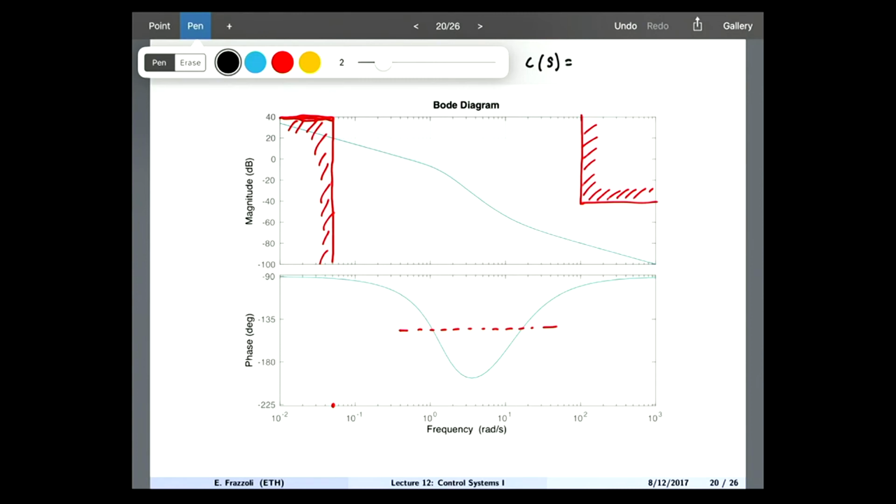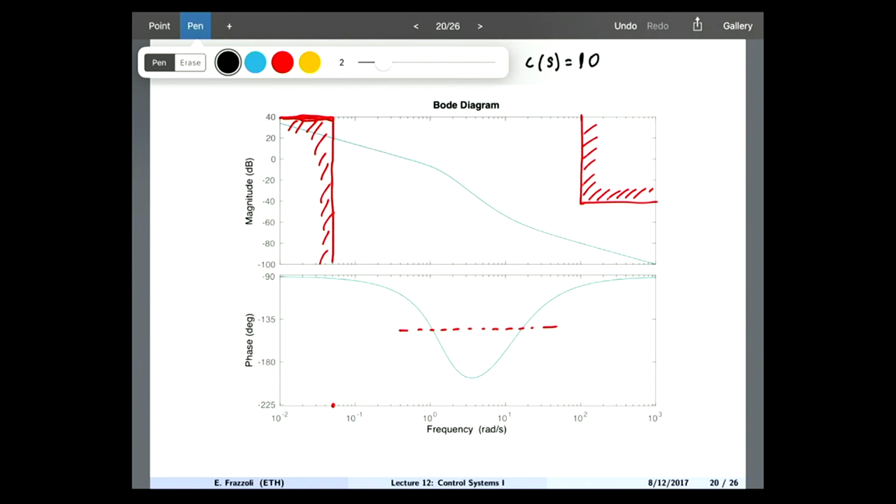Firstly, I would add some gain so that the low frequency obstacle would be cleared. How much do you think you need for the gain? Well, 20 in magnitude, but 20 what? 20 decibel in magnitude, which corresponds to 10. Yeah. So multiply everything by 10. What happens if I multiply everything by 10? Well, I'm shifting this plot up by 10.